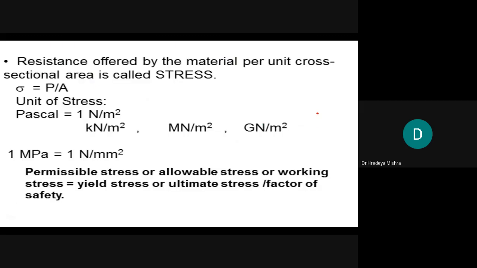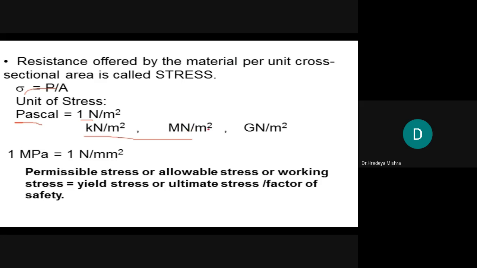okay. So resistance offered by the material per unit cross sectional area is called stresses, that is P upon A. The unit of stresses is Newton per meter squared, called Pascal, and Pascal is nothing but 1 Newton per meter squared, and kilo Newton per meter squared, okay. Mega Newton per meter squared and Giga Newton per meter squared, so these are your different units, right. So 1 kilo Newton per meter squared will be equal to 1000 Pascal.